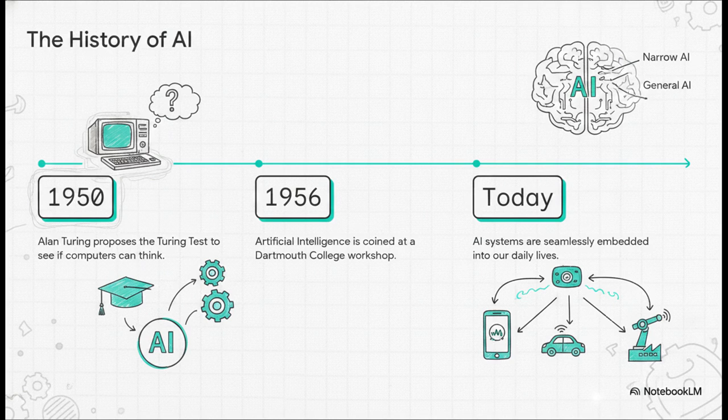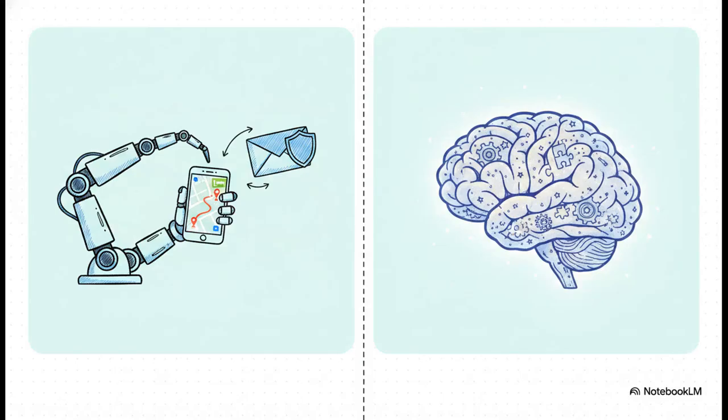But to really get it, we need to split AI into 2 very distinct categories. Those categories are artificial narrow intelligence versus artificial general intelligence. And here's the deal. We currently live exclusively in the era of artificial narrow intelligence, which is sometimes called weak AI. These are systems designed for one single, highly specific task. Think of the algorithm powering your GPS or the spam filter catching junk in your inbox. They are absolutely brilliant at what they do, but they literally can't do anything else.